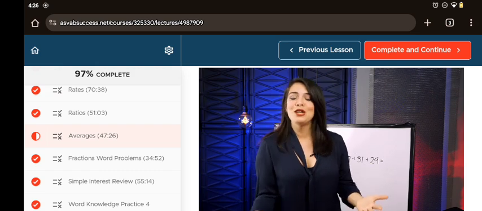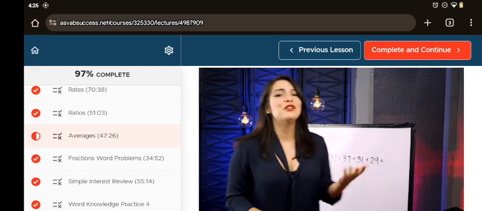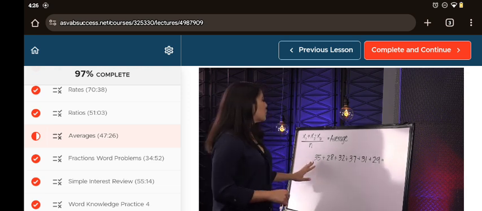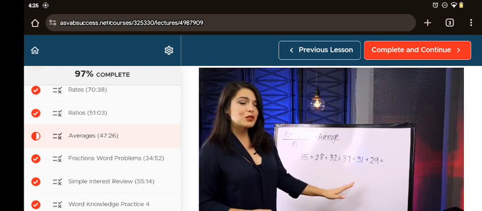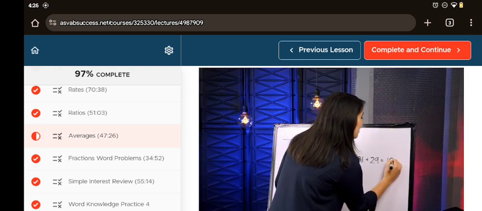How to solve this answer. I'm sure you did great on your own, but I just want to walk you through the steps to make sure you know how to do it. So the first step is to add them together, because remember, that's what our equation consists of. So we're adding 35 plus 28 plus 32 plus 37 plus 31 plus 29. And that'll give you 192.